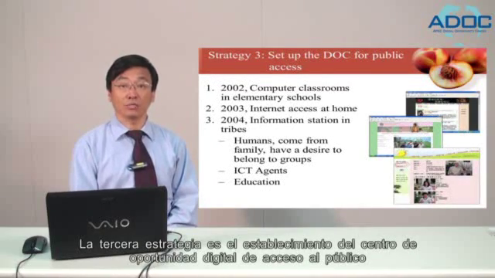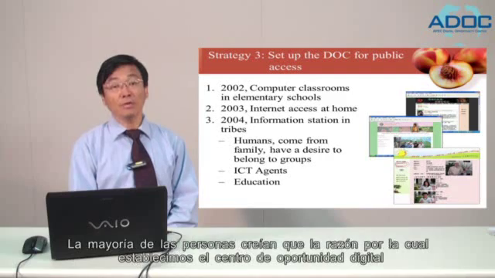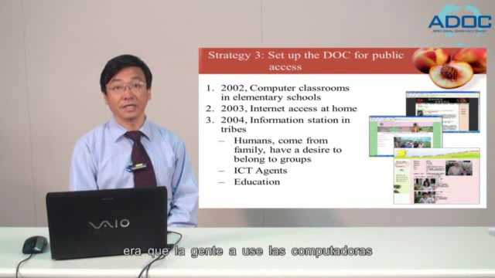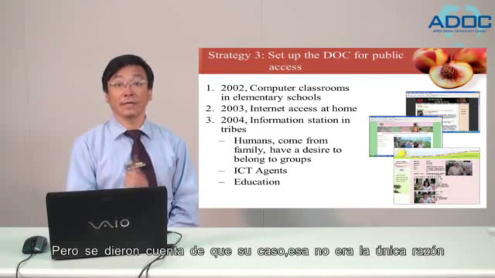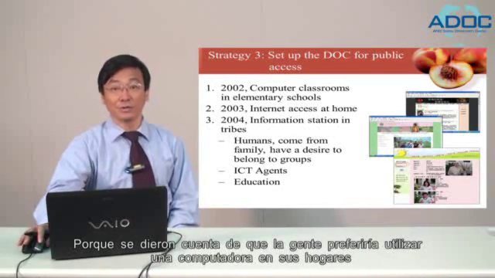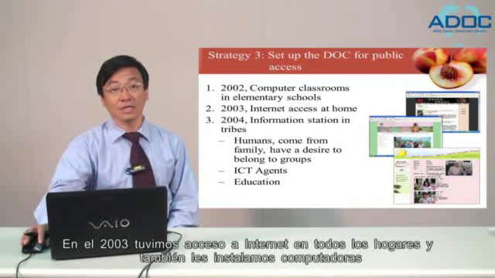The third strategy is we have to set up a digital opportunity center for public access. Most people believe that the reason for setting up a digital opportunity center is for people to use the computers. But we realize in our case, it is not the only reason, because people would prefer to use computers at home. In the year 2002, after we established a computer classroom in the elementary school, in year 2003, we had internet access to every household at home. And we also installed computers for them.